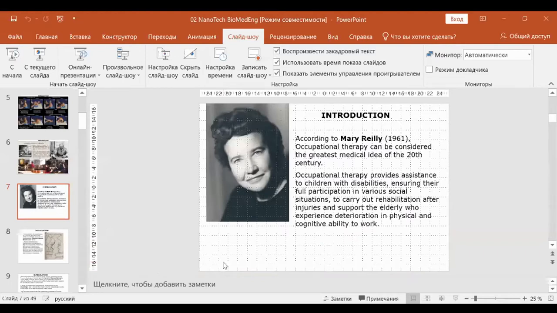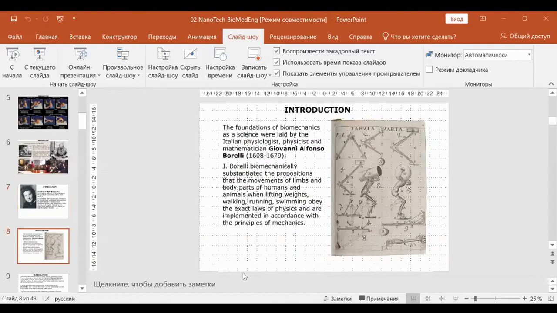The historical background demonstrated the powerful desire of researchers to fundamentally study the human labor and defense abilities of the individual in order to optimize and improve them. The foundations of biomechanics as a science were laid by the Italian physician and mathematician Giovanni Alfonso Borelli. Giovanni Borelli mechanically substantiated the propositions that movements of limbs and body parts of humans and animals when lifting weights, walking, running, swimming obey the exact laws of physics and are implemented in accordance with the principles of mechanics.